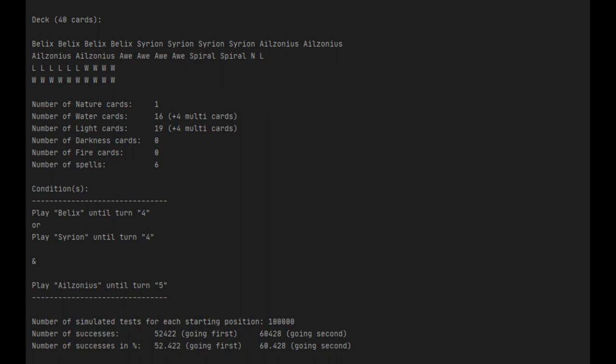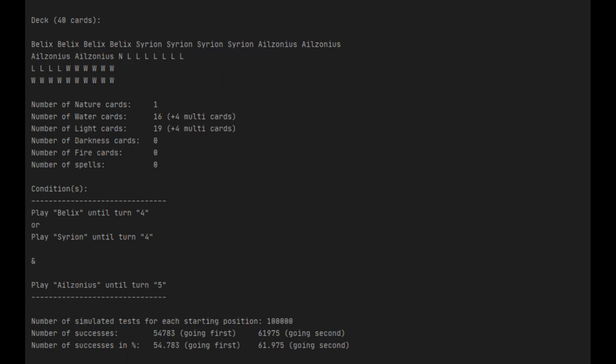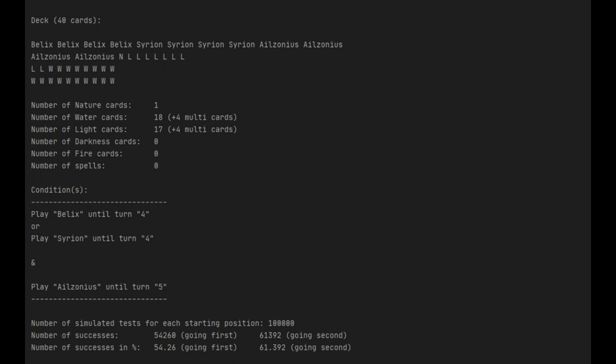Again, we have the basis, our 55%. Now let's change some water cards to some light cards, and let's change some light cards to some water cards. So first, when you decrease the amount of light cards by 2 and increase the water cards by 2, we expect that the odds are decreasing, which it does, but only by 0.5%.